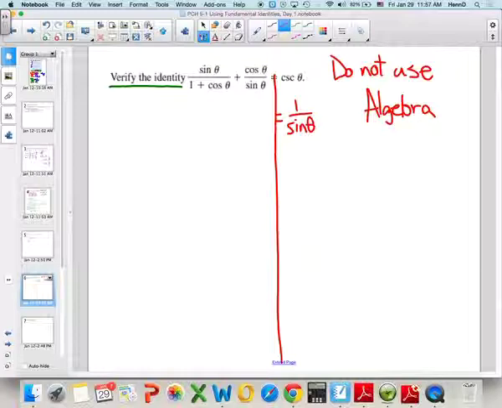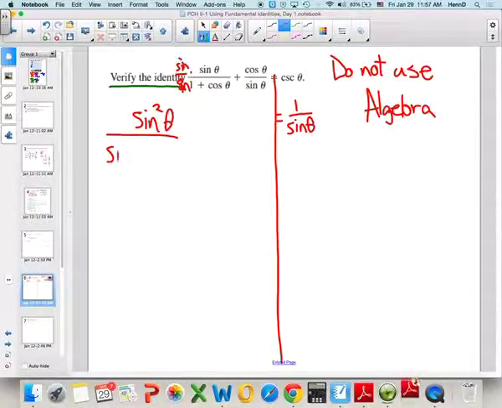Question: so not use algebra, but we can use all identities? Yeah. Could you change the denominator to make it the same? Yes, get a common denominator, alright? So here, we're going to multiply this fraction by sine over sine. So we have sine squared over sine times 1 plus cosine.